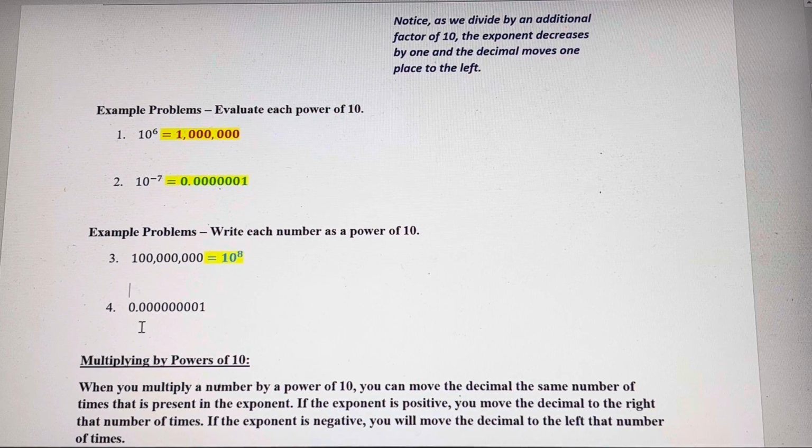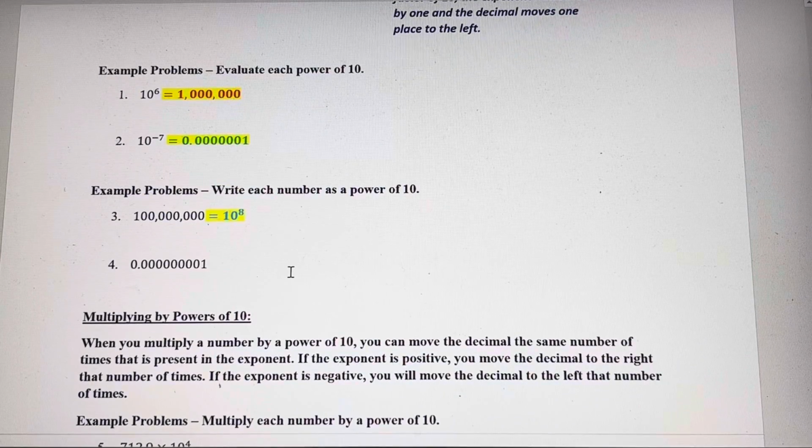Pause here, try to do number 4 on your own. First thing, I know it's going to be a negative exponent. It's kind of like number 2 here. But what's the negative exponent going to be? How many values do I have after the decimal? So pause, do the work, come back and check. Okay. So we've got 1, 2, 3, 4, 5, 6, 7, 8, 9 values here after the decimal, so my exponent's going to be -9. I would rewrite that as 10 to the -9 power.